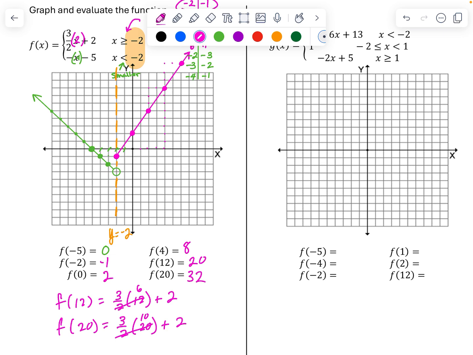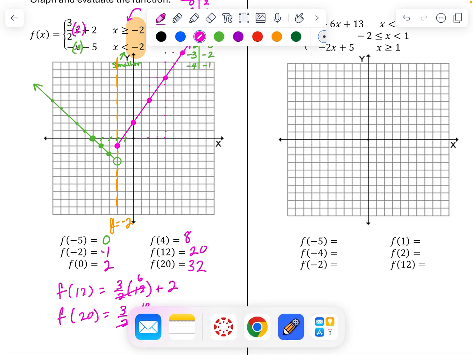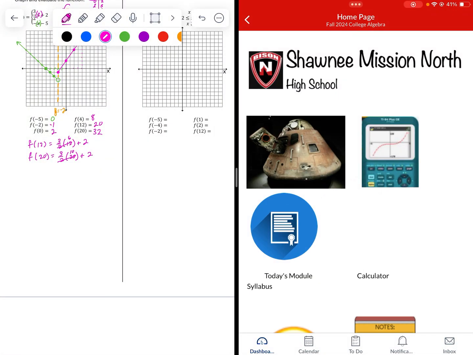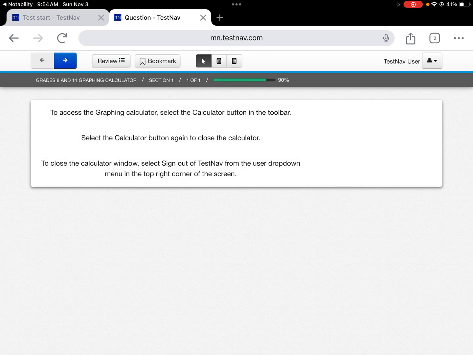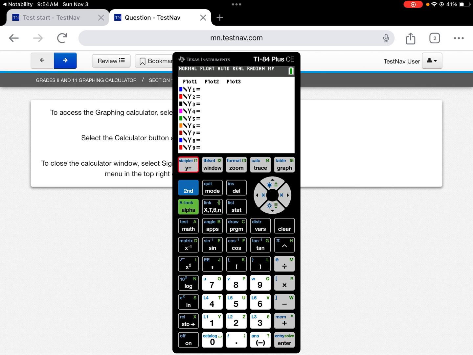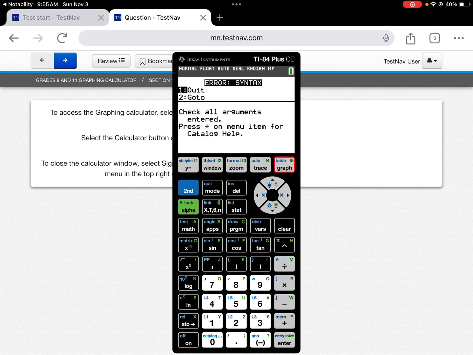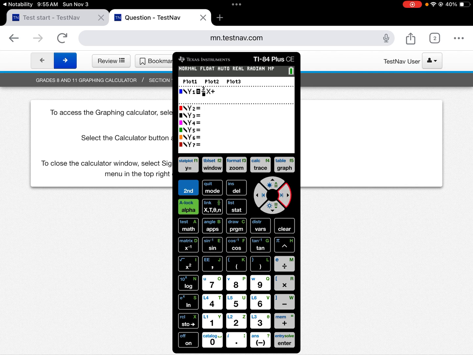Or what I could have done, if I so chose, is I could have grabbed my calculator, and on my calculator, I could have just typed in y equals the fraction 3/2 x plus 2, and looked at my list. What did it not like? 3/2 x plus 2. Not sure what it didn't like. And there's the entire function.